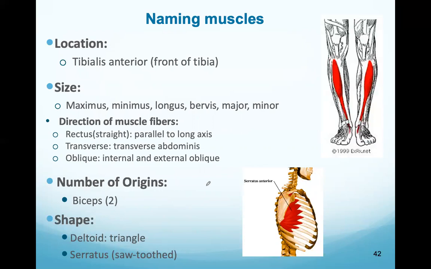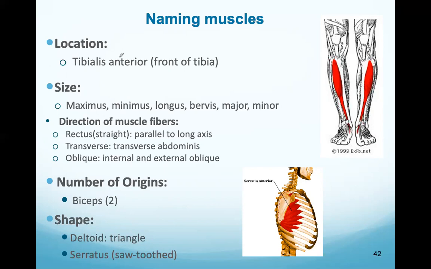Lastly, we're going to talk about how we actually name the muscles. Muscles are named based on their location, size, how the fibers are running, how the fascicles are running, how many origins they have, and the shape of those muscles. So let's start with something simple: location. If you hear the words tibialis anterior, you think about your tibia, the bone in your leg, and anterior as in front. So this muscle, which you can see depicted here, is literally going to be sitting in front of the tibia.